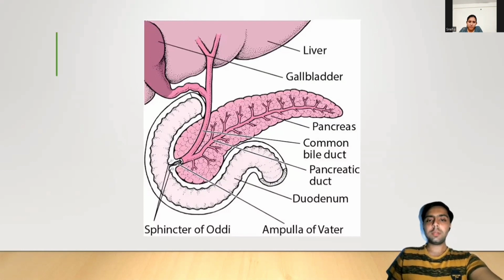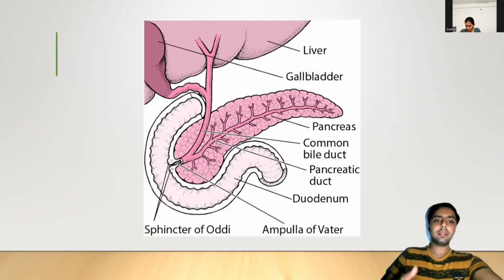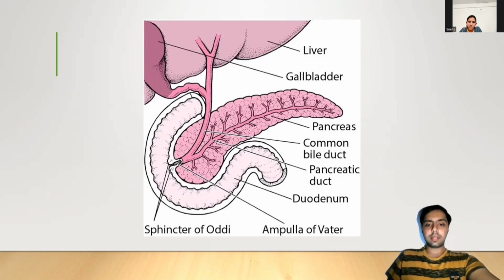Overall, the blood supply is the splenic artery as well as the splenic vein. But at the starting point, that is at the uncinate process, there is a dual blood supply. That is first the splenic artery and vein, as well as the gastroduodenal artery, which supplies the head. So moving on, we have the ampulla of Vater.